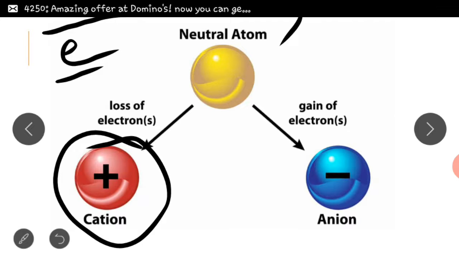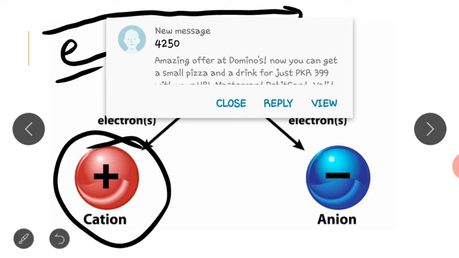Now, if that electron, I'm extremely sorry, I've got an offer from Edwil.